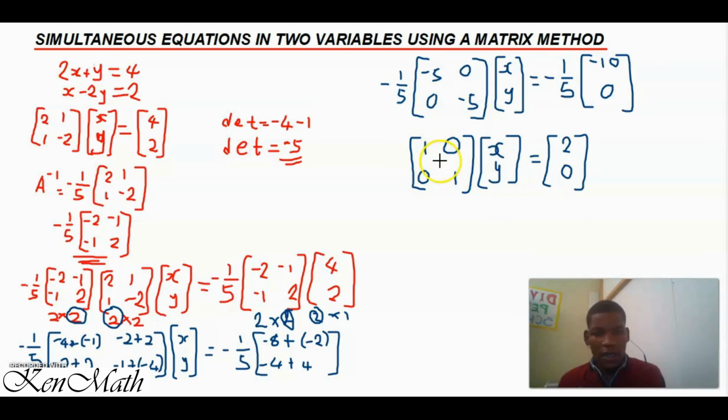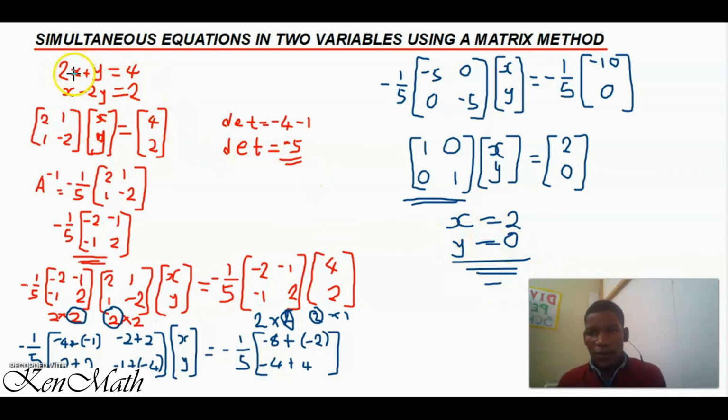And then from there, this is the identity matrix. So if it gives us the identity matrix there, then we are almost done. So let's just say x is equal to 2 and y is equal to 0. These are the answers of those variables.